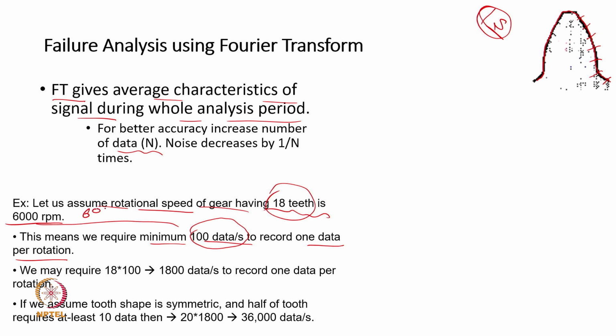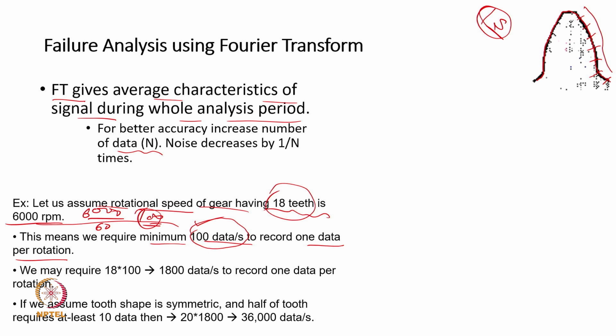6000 divided by 60 will turn out to be 100 rotations, right? That means 100 rotations per second. Now if I want to record one data per rotation, I require a minimum of 100 data per second, and this is what I am trying to convey. We don't physically divide the gear teeth, we think from a data point of view.